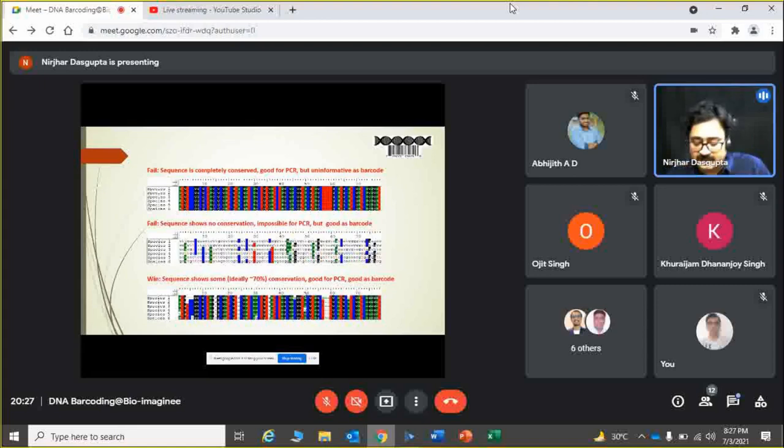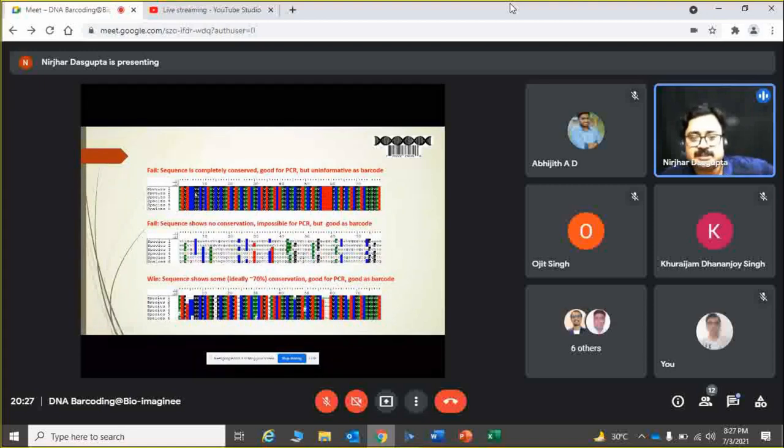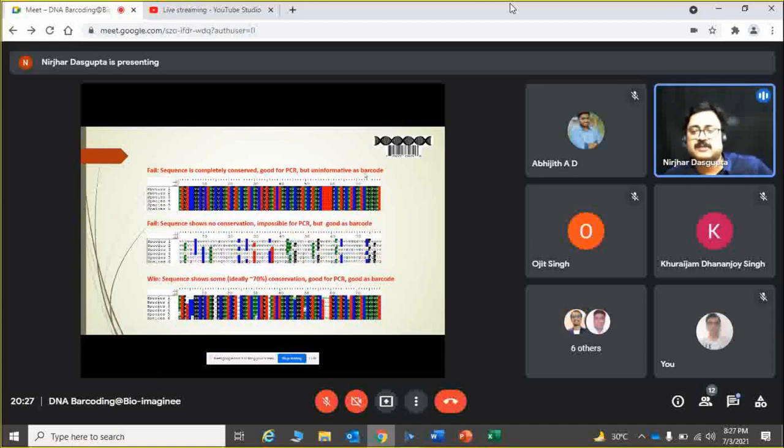Now, here is an example. Suppose the first one here, as you can see, this is a multiple sequence alignment. If you can see, this whole area is very much conserved. This is very good for PCR. So you can design the primer, and then you can go for PCR and all those things. But when you are going for barcoding, this particular primer, whatever you used for this study, is a disaster. Why? Because there is no way you can distinguish among the six different species. As a barcode, or as the objective of the study, you should be able to distinguish the different species from each other. That particular thing is not available here.